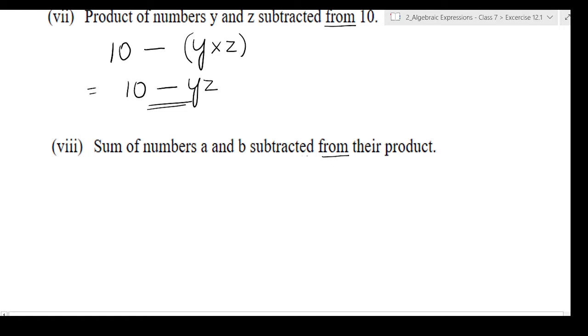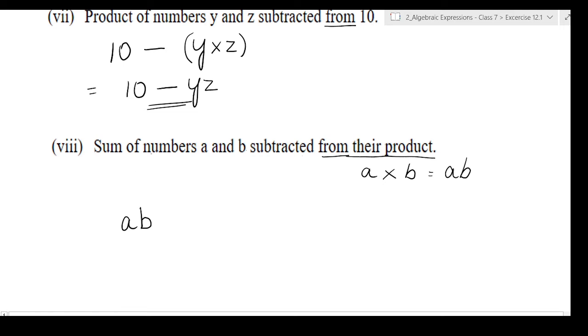So first we need to find out their product. Product means what? Multiplication. Multiplication of what? The numbers a and b. So a into b. What is a into b? ab. I said from their product, right? From. So that means to say you need to write ab first. So the required algebraic expression is ab.